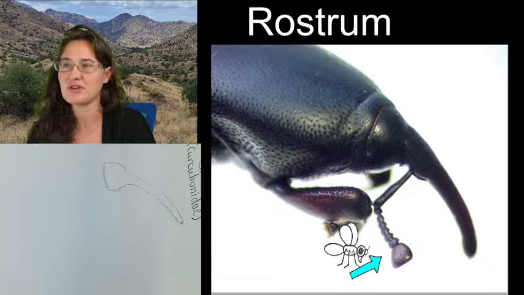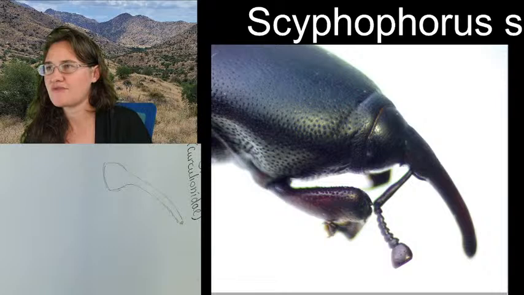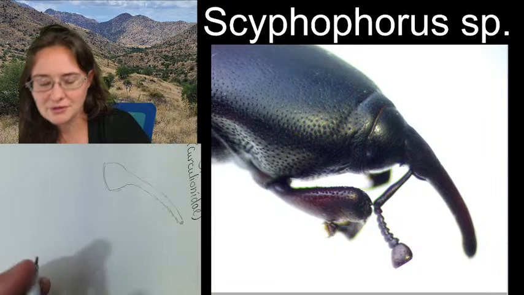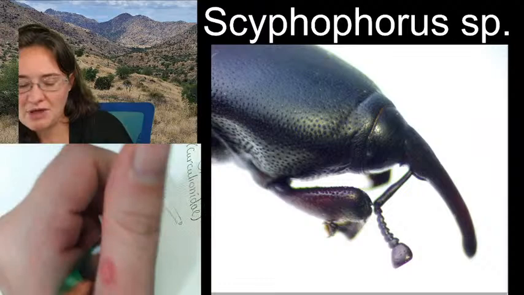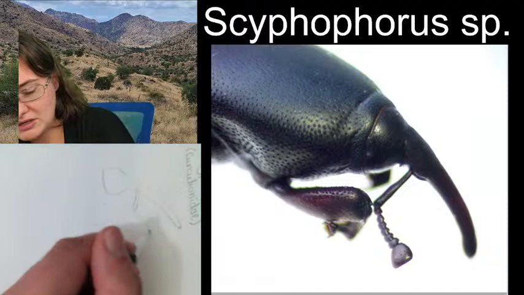This weevil, I believe Siphophorus, this genus of weevil, is named after its cup-like antenna. So that last antennal segment, if you look at it turned, it kind of looks like a cup. So I'm just going to go ahead and add in my antenna really quickly. I don't need to add circles. I just need to add a line to give myself an idea of how long it's going to be.